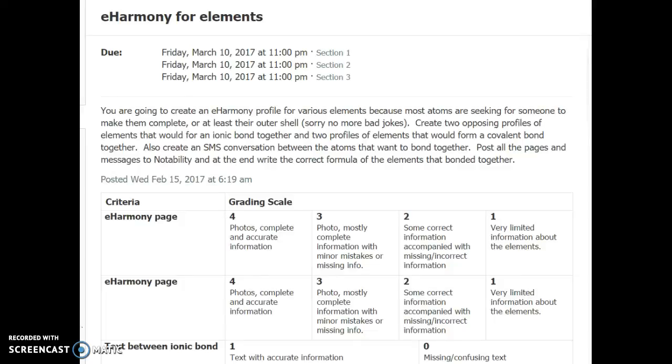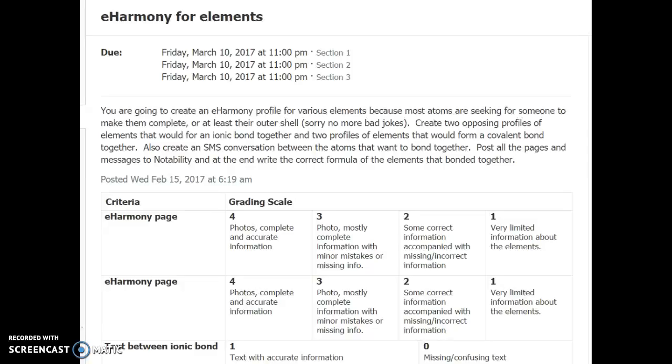Alright, so this next assignment is going to be our eHarmony for Elements assignment. It's kind of like a mini, it shouldn't really take that long. Basically, you're going to create an eHarmony profile for various elements, because most atoms are seeking for someone to make them complete, or at least their outer shell.